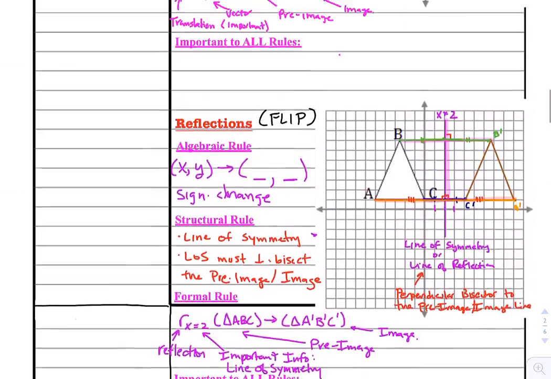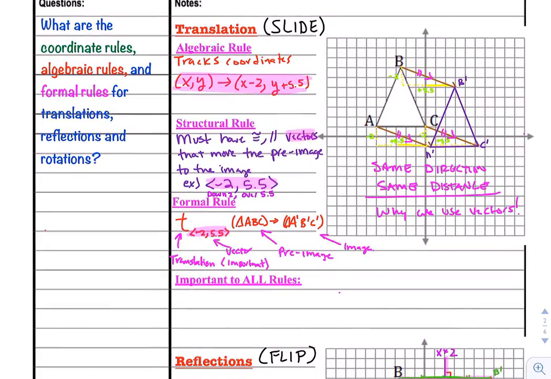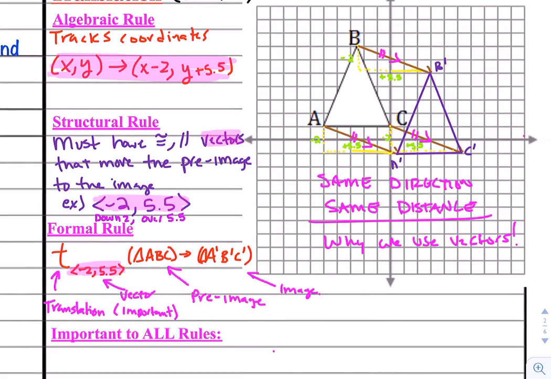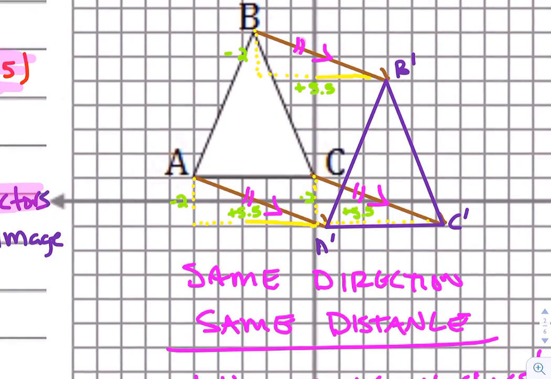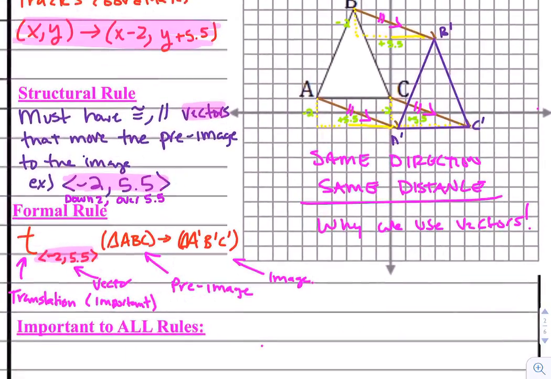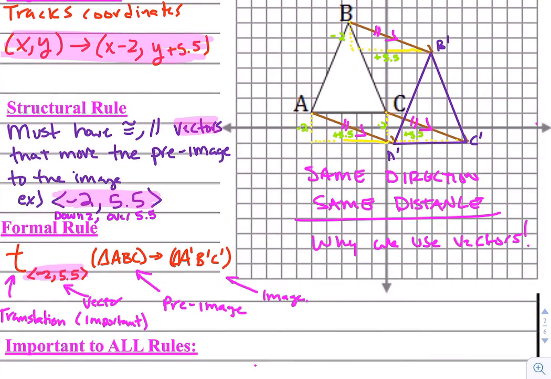Okay, so just some really quick review. When we talk about the translation, we're talking about a slide. To know that it actually has been slid, we have to use congruent parallel vectors. Those are the brown things in this picture. We're using vectors because they go the same distance in the same direction. And so if you move all the vertices the same way, along congruent parallel vectors, then you have a translation for sure.